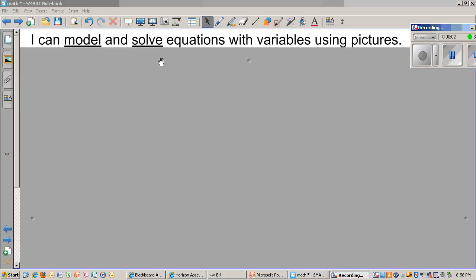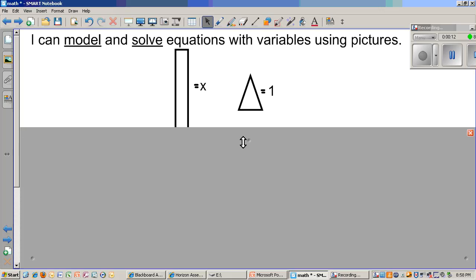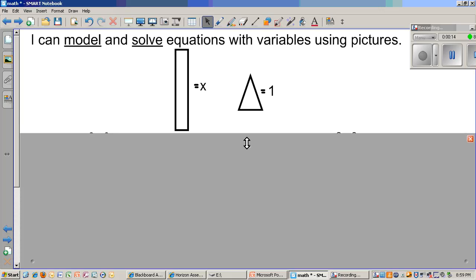Okay, today we're going to learn how to model and solve equations with variables using pictures. These are going to be our pictures. We're going to have this rectangle here, and we're going to have this triangle here. We're going to say that this shape here, this rectangle, is going to be equal to x, and that our triangle is going to be equal to 1.